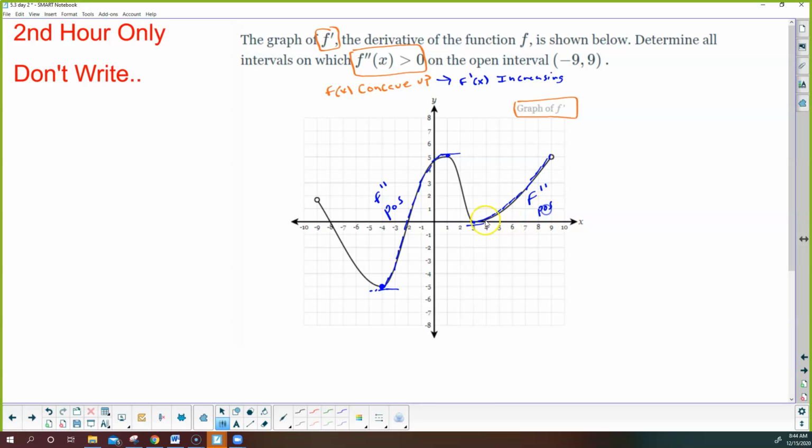So there are two spots or two intervals. If I was going to answer this question, we are increasing from -4 all the way to 1, and from 3 up until 9. So at these intervals, f of x would be considered positive, or f double prime of x is positive. Okay, we'll work through that more today, but those are the two things we just didn't get to.